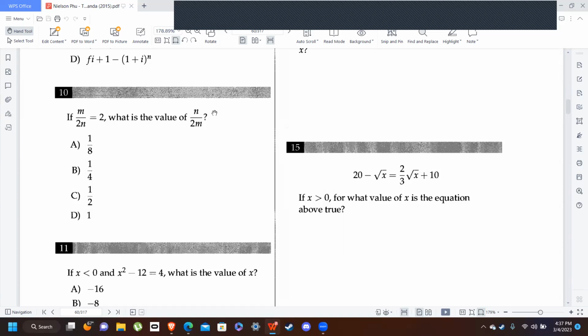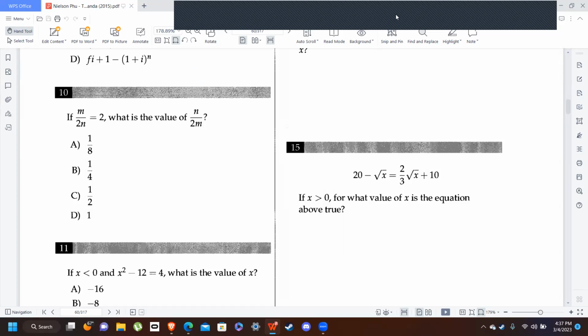All right, since we have 2 in the denominator, we need to get rid of that so we can have purely variables. So I multiplied both sides by 2 to get m over n equals 4. 4 is the same as 4 over 1, so m over n equals 4. If m over n equals 4, it means n over m now is 1 over 4, and since it is n over 2m, it's 1 over 2 times 4, 1 over 8.